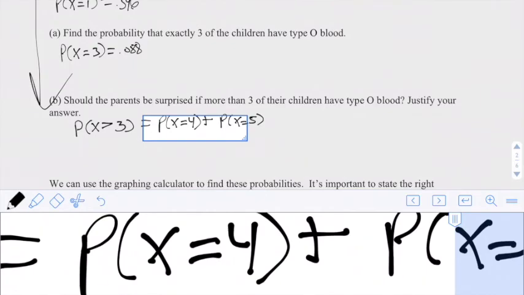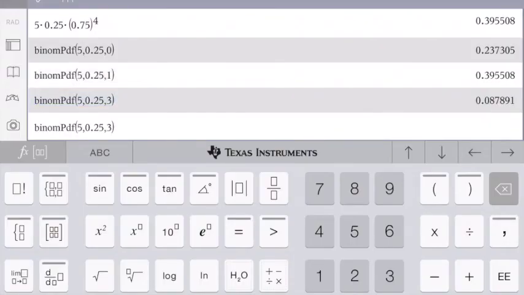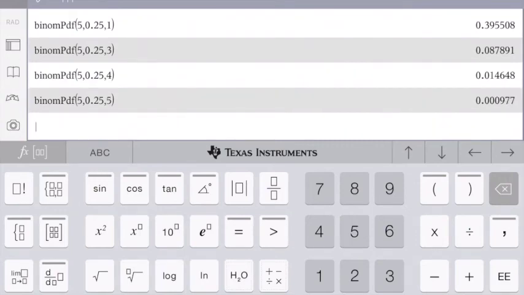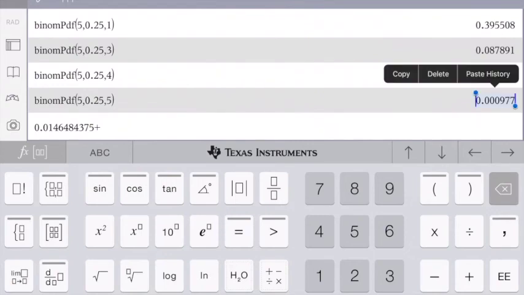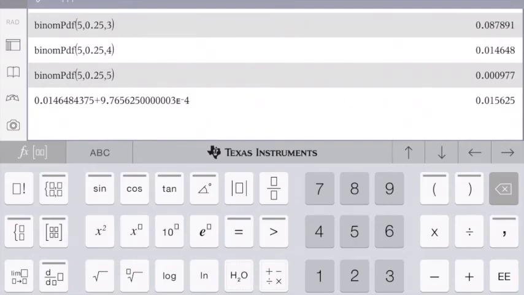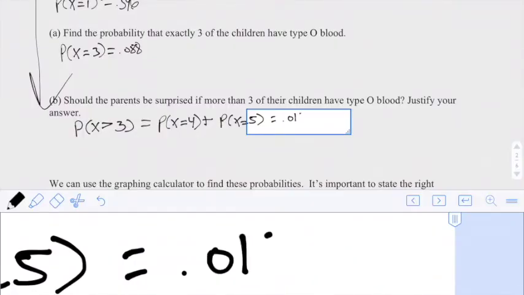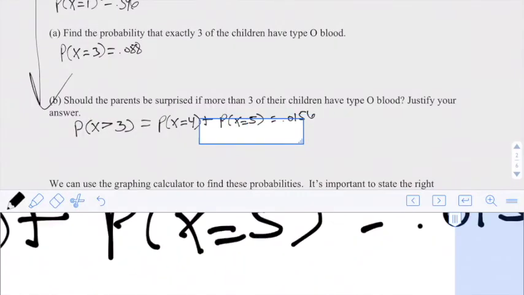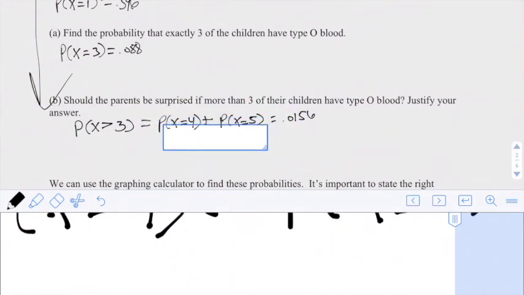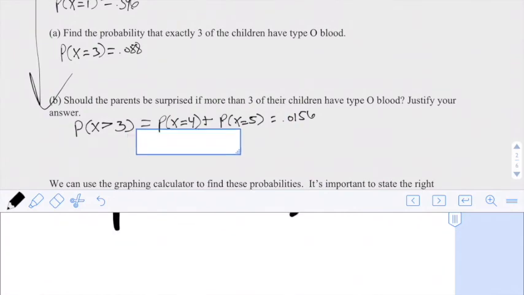We're going to use that PDF. So I'm going to copy this. This is x equal to 4 and 5. So 0.01 plus 0.0000 that. So I get 0.0156. You see how I added them together? I had this one and I had this one, and I added them in my calculator, so I didn't write it all out. That is binomial PDF.